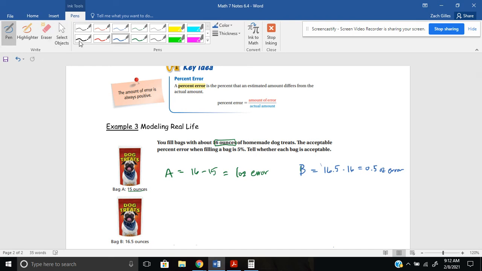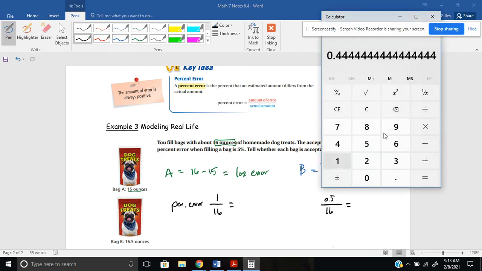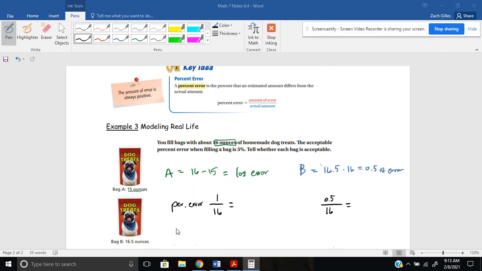Okay, so to find our percent error now, we take our amount of error. So in A here, we had 1 ounce divided by the actual amount. Well, our actual amount should be 16 ounces. And that'll give us our percent error. And we'll do the same for B. The amount of error, we were off half of an ounce, so 0.5, divided by the actual amount, which is supposed to be 16 ounces. Let's see what those two give us for percent of error. All right, for the first one, I have 1 divided by 16. Okay, so 0.0625. Move it 2 spots would give me 6.25% error.